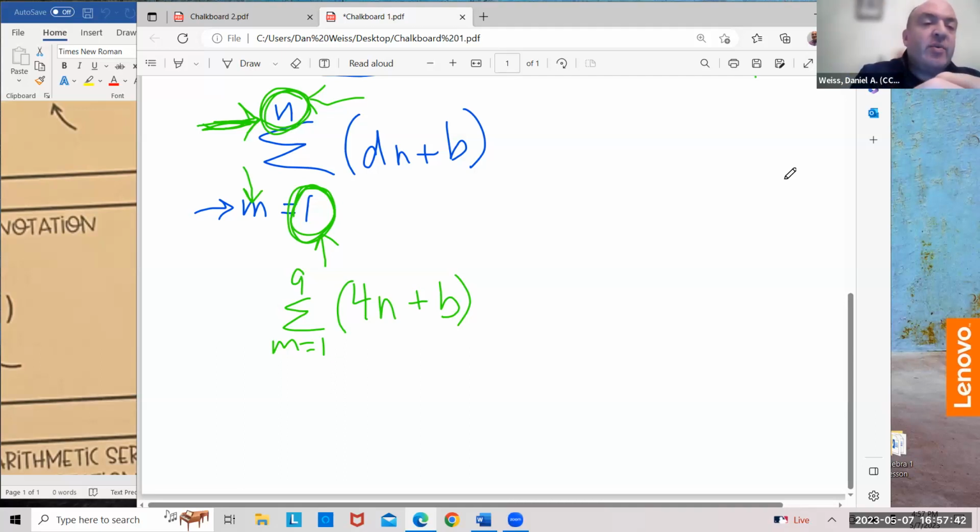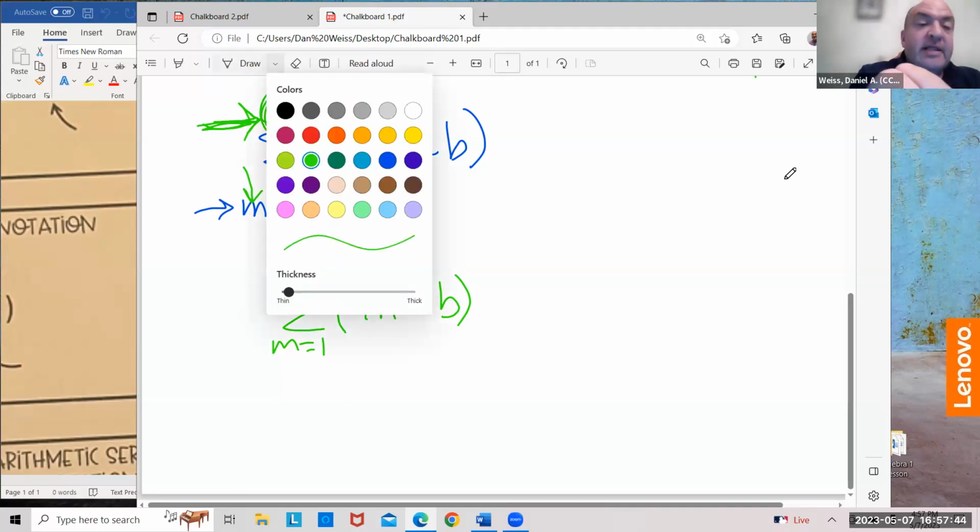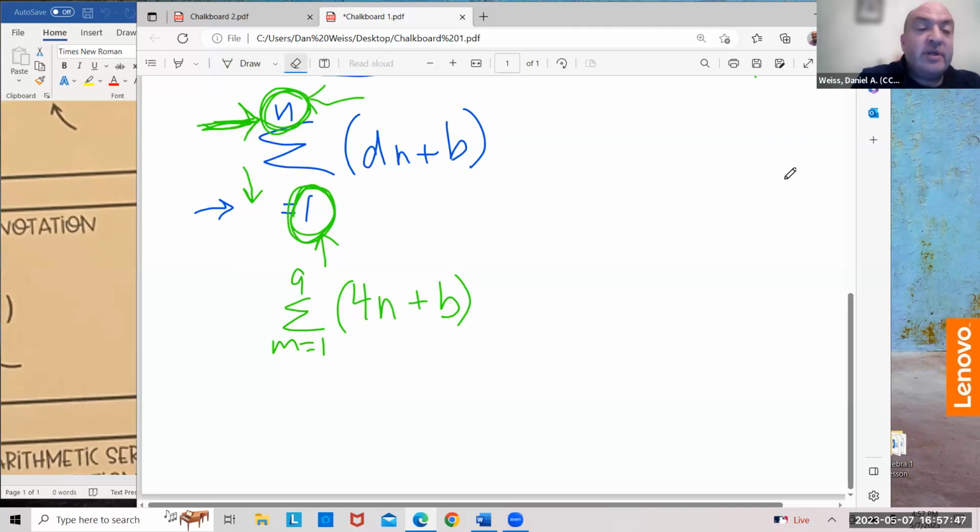I think you're right. I think I do somehow need to make this over here N, because I need to put it in here. I need to put 1 in for N, 2 in for N, 3 in for N, 4, until I get to 9. So I'm sorry about that. We will leave it as N. So anyway, let's put in 1.